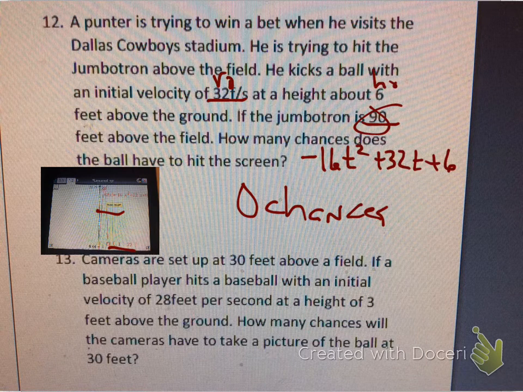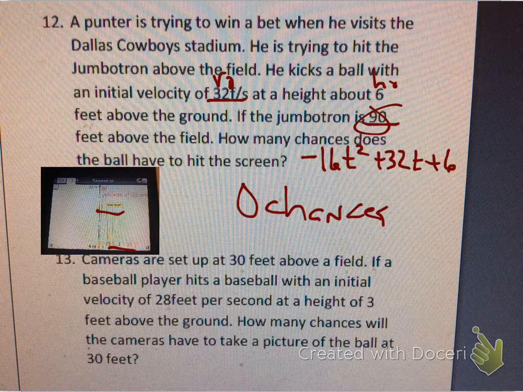Cameras are set up 30 feet above the field. If a baseball is hit with an initial velocity of 28 feet per second at a height 3 feet above the ground, how many chances will the cameras have to take a picture of the ball at 30 feet? Oh my gosh, I hope this one goes out better. I have a funny feeling I'm going to have to research some numbers that will make this a little bit more realistic. But let's find out.